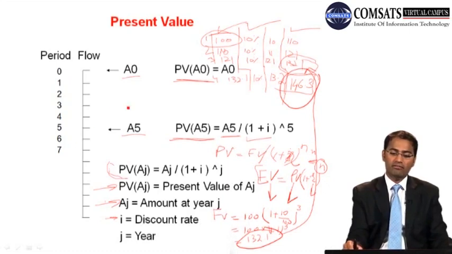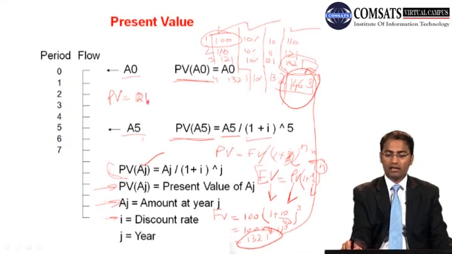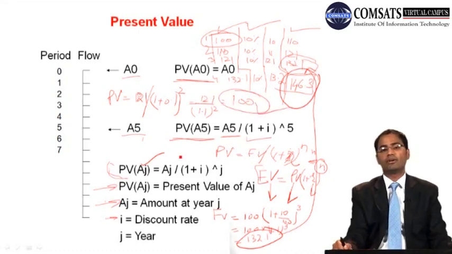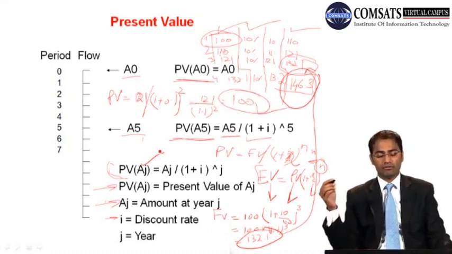Or similarly, if we use this other formula, present value is equal to future value, which is 121, divided by 1 plus 0.1, to the power 2. So we have 121 divided by 1.1 power 2, and then present value is 100. So this is what we are doing with present value and future value.